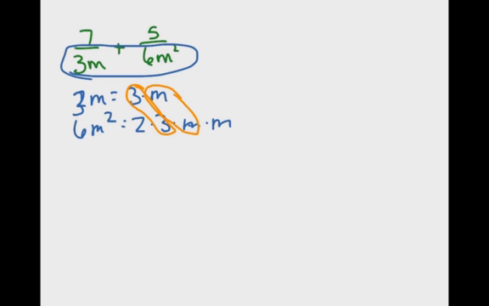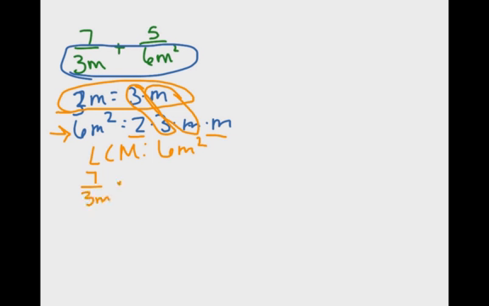And so to get our 3m to look like our 6m squared, we're going to have to multiply by 2m. So our least common multiple would be 6m squared, because that's what we're going to try and get them both to be. So we have our 7 over 3m times 2m over 2m, because again we need to multiply the top and the bottom to keep our fractions the same, plus 5 over 6m squared.